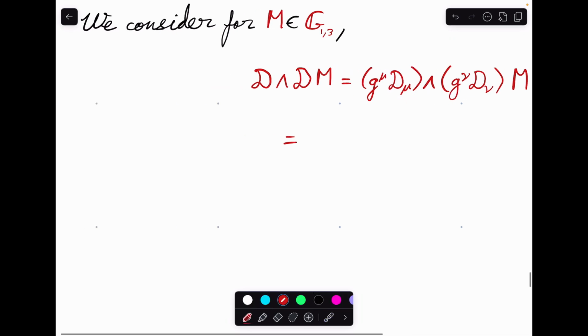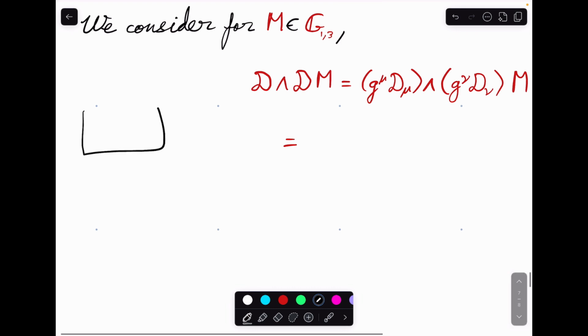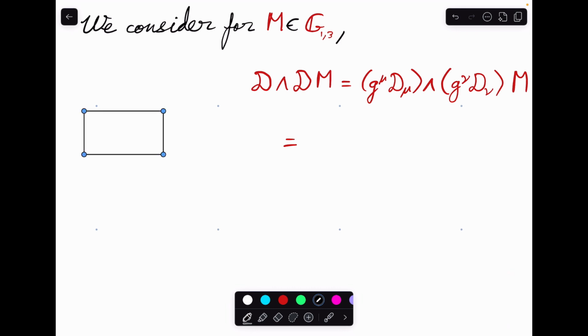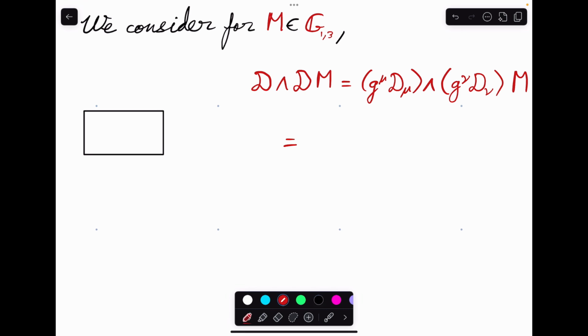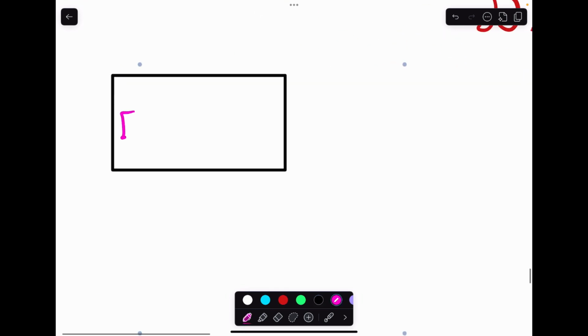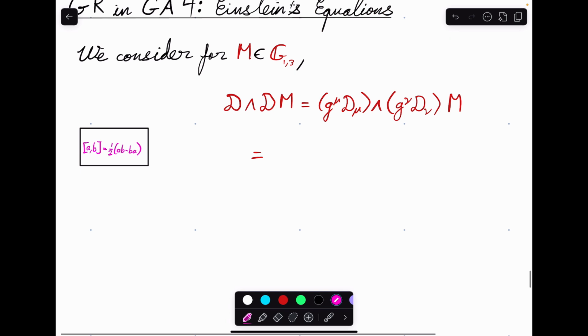But recall just real quick, there's a little definition: the commutator of two things, A and B, is 1/2 (AB minus BA). In our convention, we're using this factor of 1/2 because it's more natural in geometric algebra.